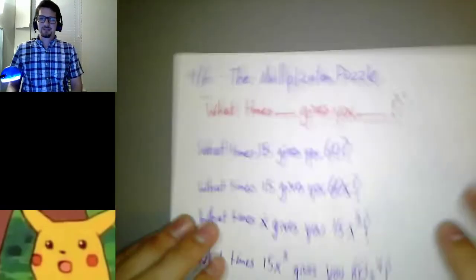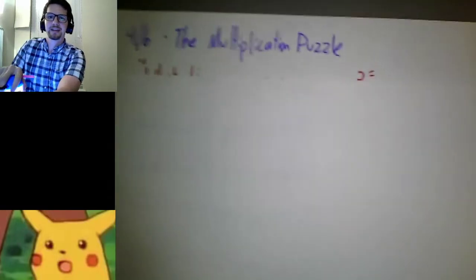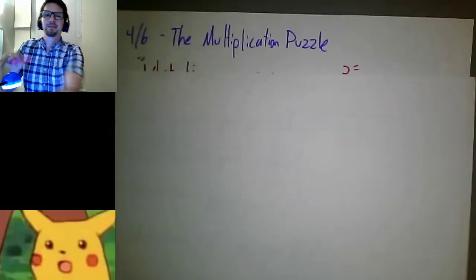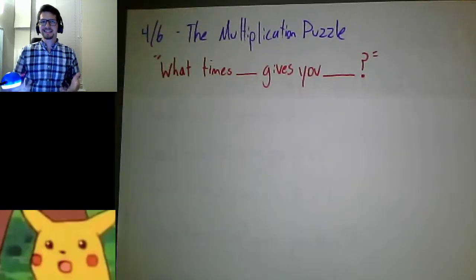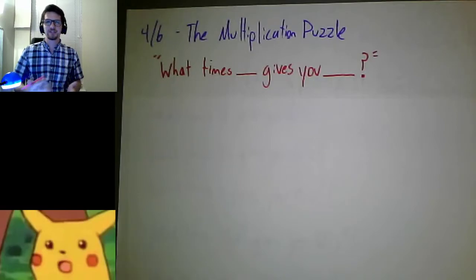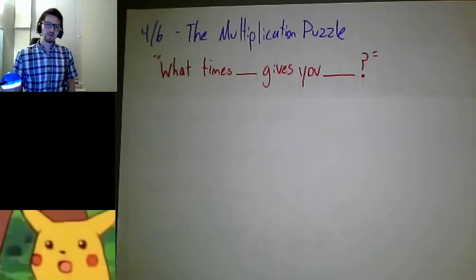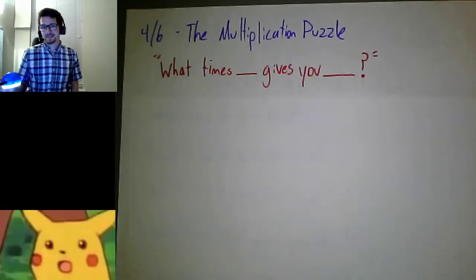So, let's jump into it. Oh, I don't want to spoil what's coming. I need to get my cover sheet. There we go. So, the multiplication puzzle. Okay, that's what I'm calling it. The multiplication puzzle is basically the question, what times blank gives you blank? Okay? What times something will give me something else?